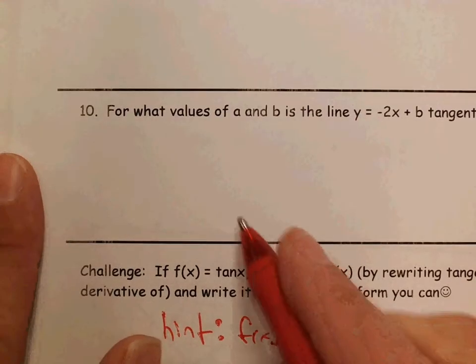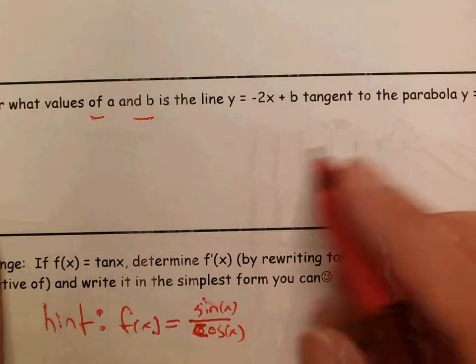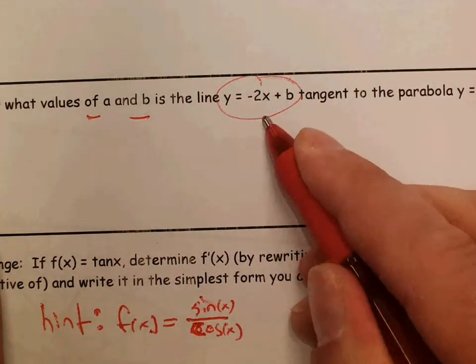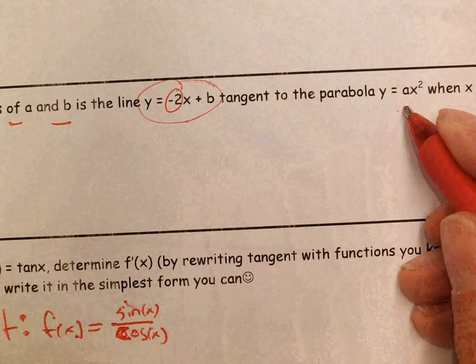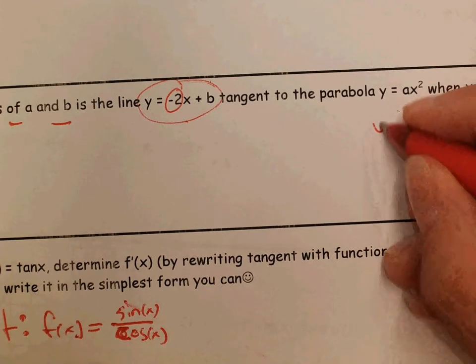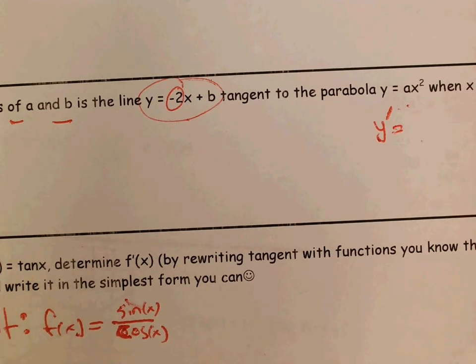I'll also give you a hint on number 10. My hint for you is going to be that you're going to need to find both a and b. Think to yourself, well, what does the tangent line tell you? How is the tangent line related to the original one? The tangent line has the slope that's the derivative of the original function. So start by finding the original derivative, plug in x equals 2, and that's got to equal the slope of the tangent line. So I'll leave you with that. Hopefully that helps.